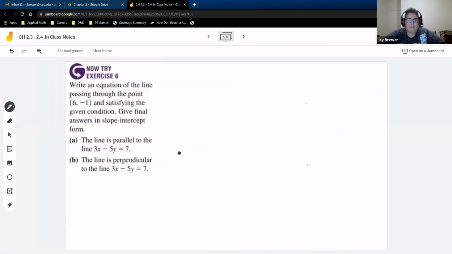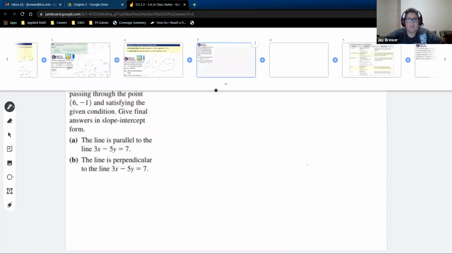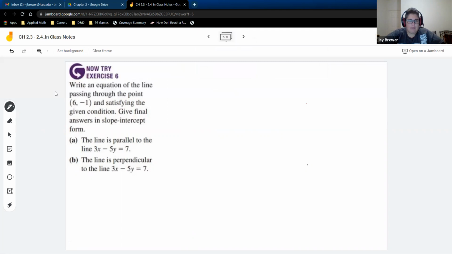Okay. All right. So this one I definitely need an exercise. Cool. All right, we're going to write an equation of a line that passes through this point and satisfies the given condition. And then we want the final form to be y equals mx plus b. All right, so what we're going to realize is we only have to find the slope one time because this line and this line are the same. So let's find the slope first.